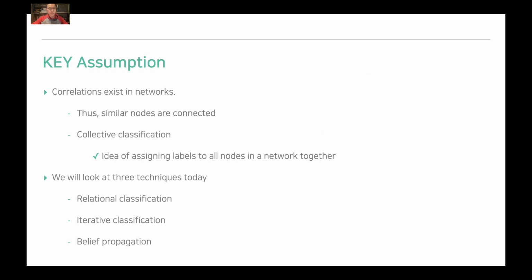So we have several key assumptions about it. We assume correlations exist in the network. So when similar nodes are connected, we assume that some correlation is involved in the construction of the edges.